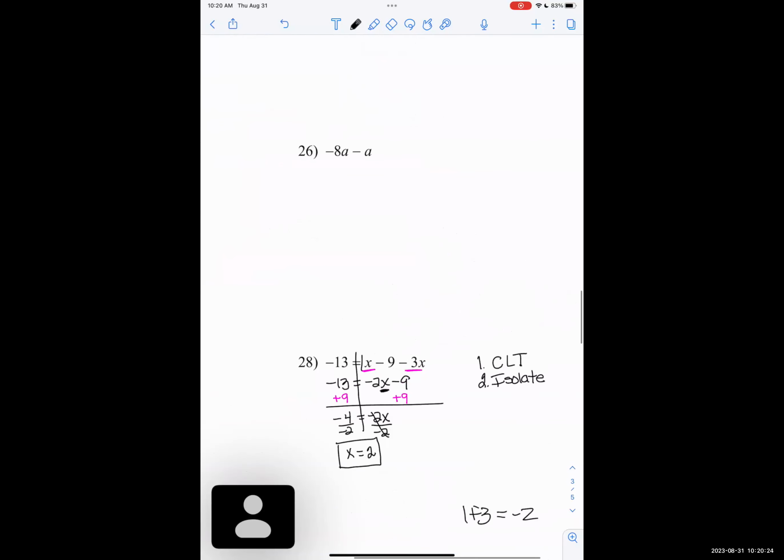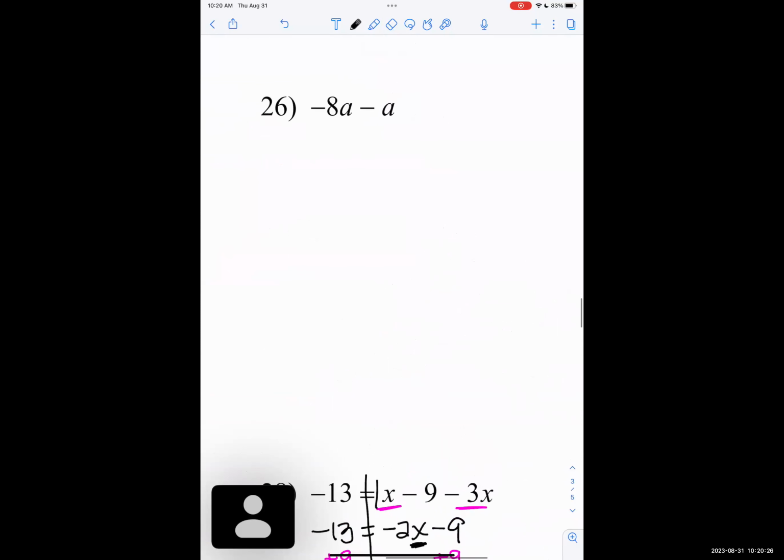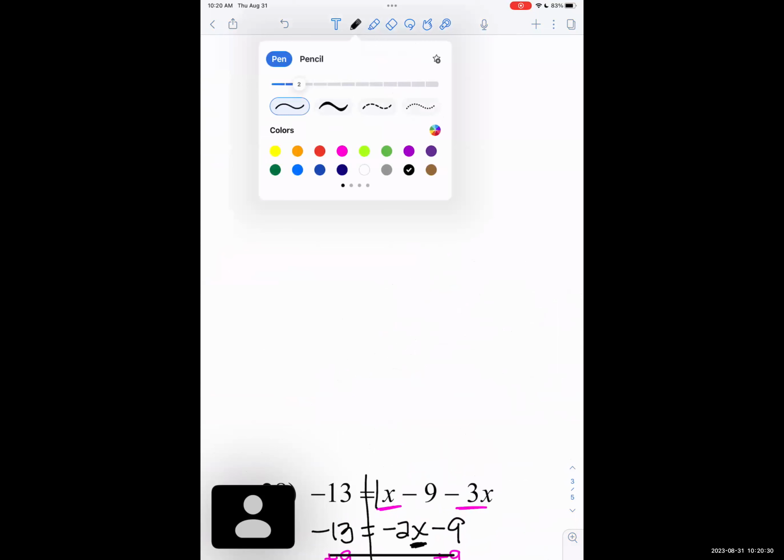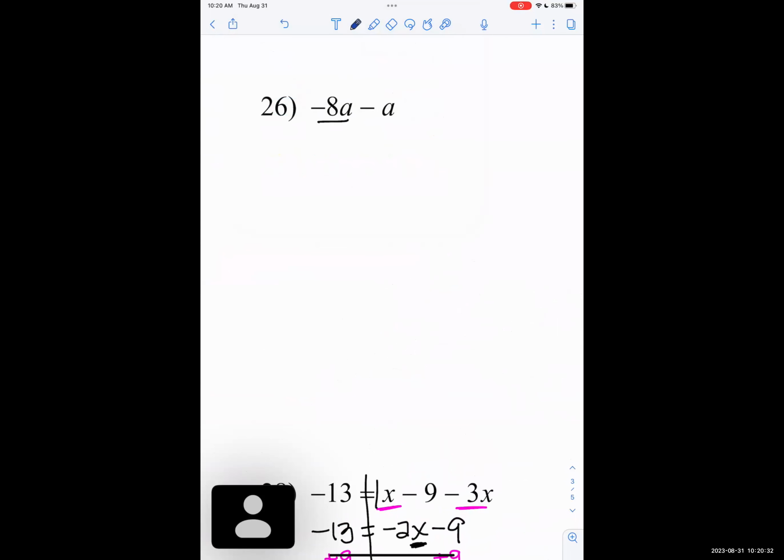Okay, let's do 26. Negative 8 minus a. I'm going to go keep, change. Negative 8 plus a negative 1 is negative 9a.